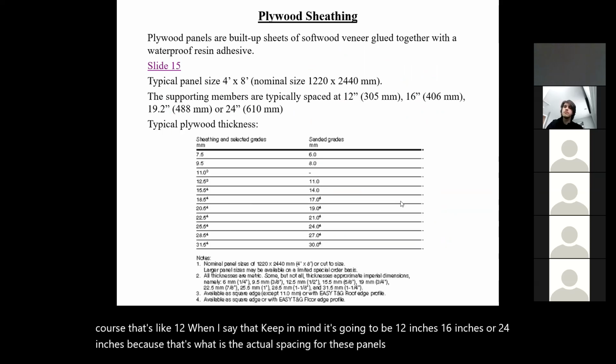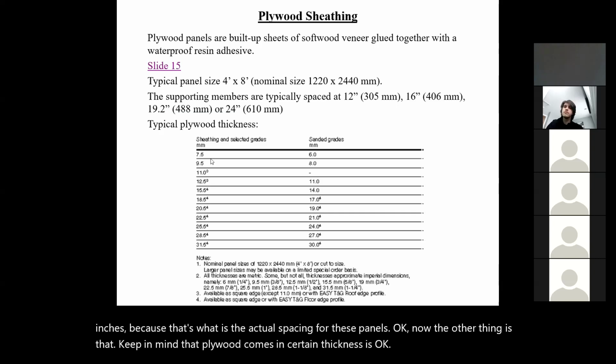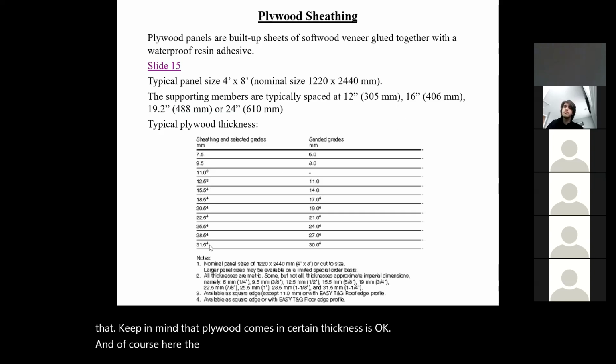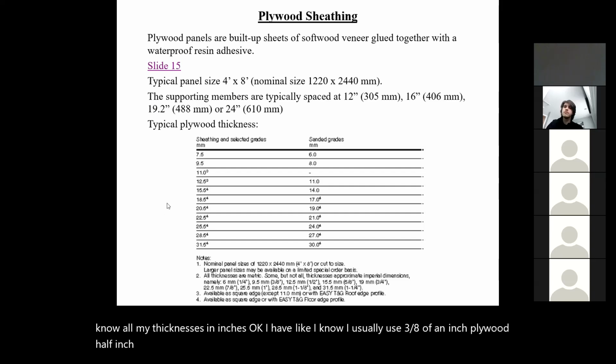Now, the other thing to keep in mind is that plywood comes in certain thicknesses, okay? And of course, here the thicknesses are in millimeters. I don't know anything in millimeters. I know all my thicknesses in inches. I usually use 3/8 of an inch plywood, 1/2 inch plywood, 5/8 of an inch plywood, and 3/4 of an inch plywood. So for me, it's all still imperial in my head.